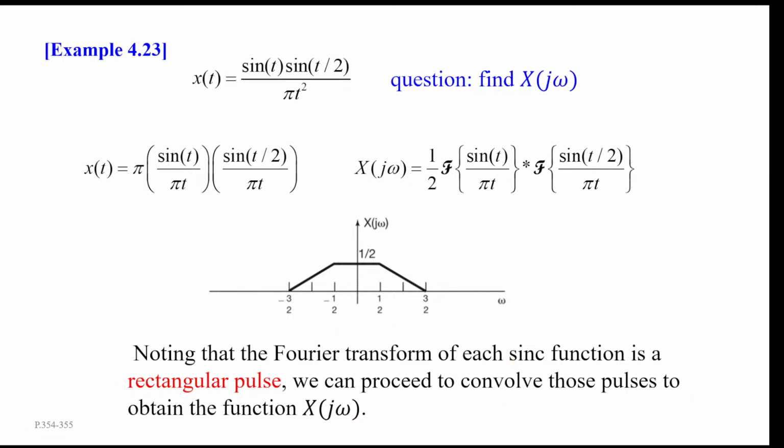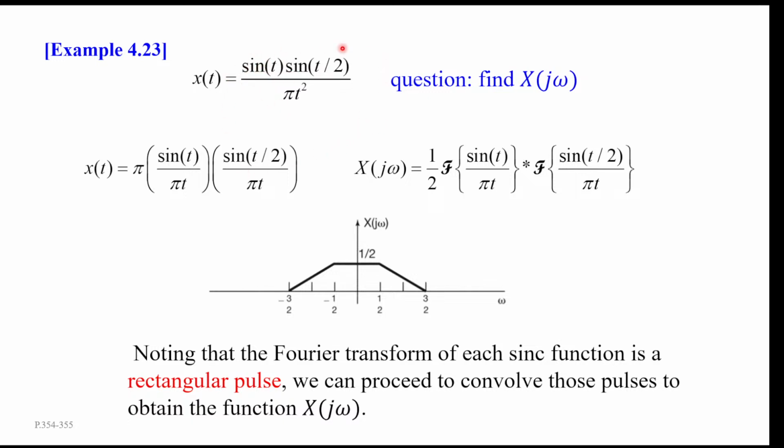Another example we don't go into detail, so we just state it here. We have x of t equal to sin squared t over pi t squared, and we want to find its Fourier transform. This is a more calculation-heavy result. Here we see that x of t is a really weird signal with two sines.